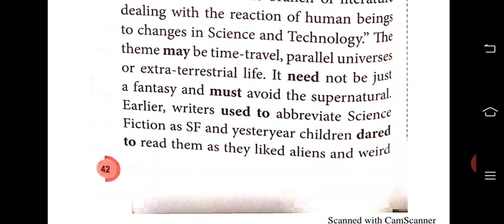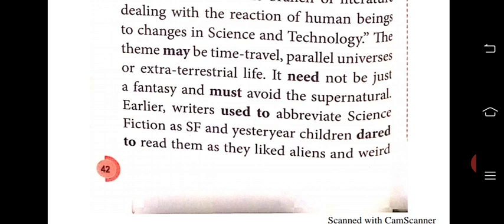Earlier writers used to, so past habitual action. For modal auxiliaries we use used to. The same question if they asked, for example in the public examination, they may ask like this: earlier writers dash abbreviate science fiction as SF, and in the bracket they have given use modal verb. So what you have to do, write would. For modal verb past habitual we use would, and for semi-modal past habitual it is used to. Okay, got it or not?